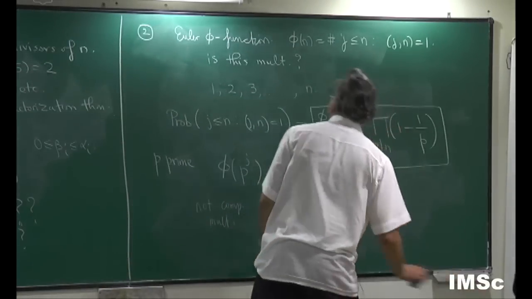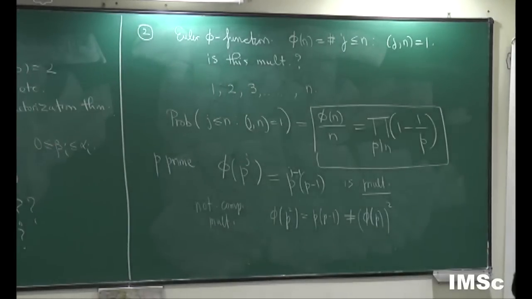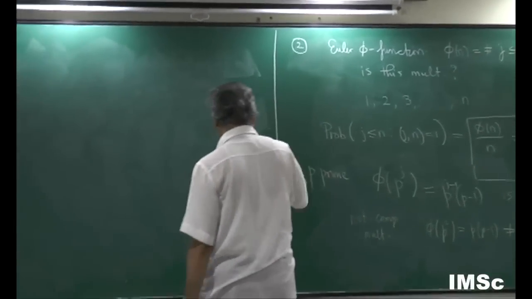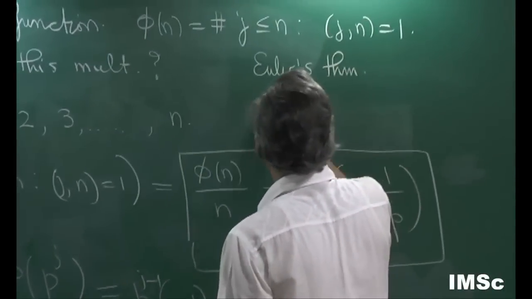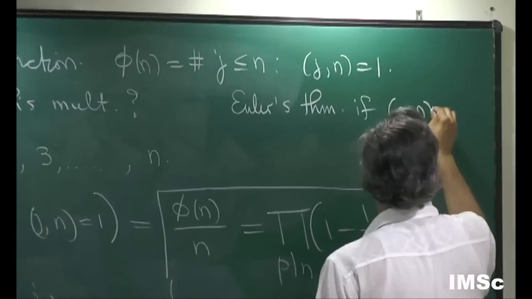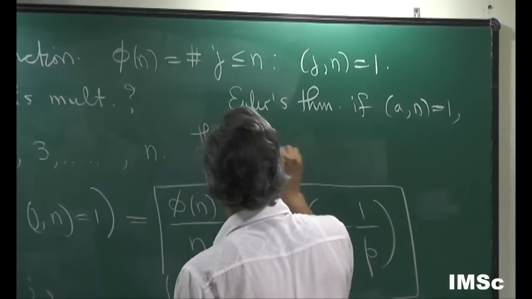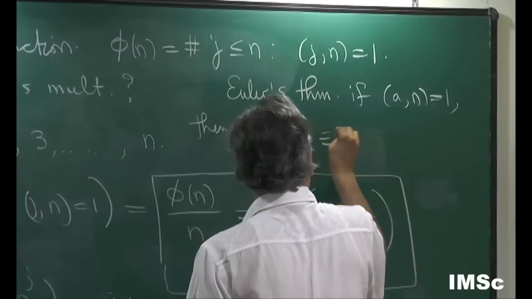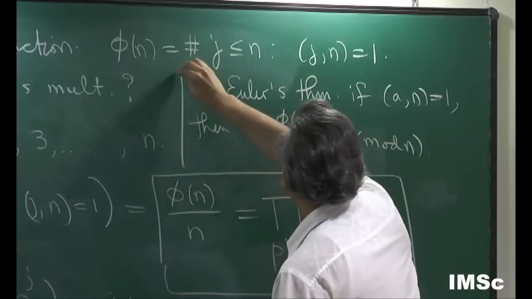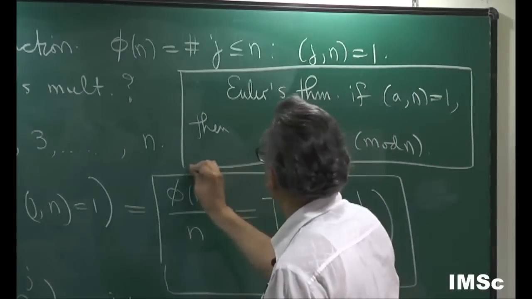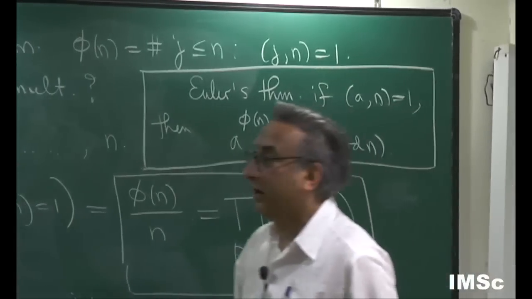All right. This is a very useful function to study. It appears all over the place in mathematics, not just number theory. And I'm sure that most of you know the famous Euler's theorem. If a and n are relatively prime, then a to the power phi of n is always congruent to 1 mod n, right? I mean, you must have seen this theorem somewhere, sometime in life, and it's very useful to know that fact.